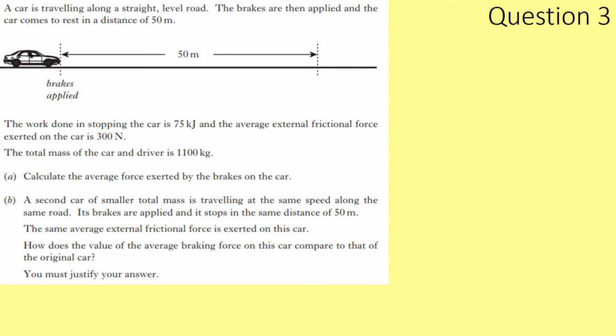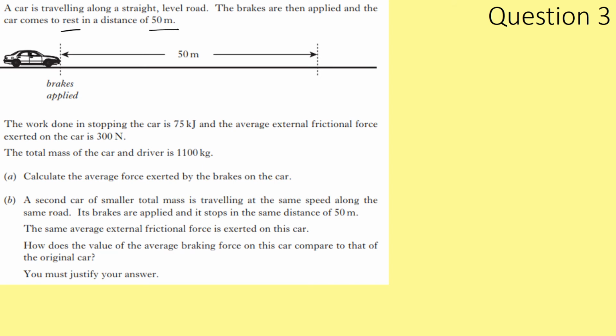In question 3, we're told about a car that's traveling on a straight, level road. The brakes are then applied and the car comes to rest in a distance of 50 meters. Again, we have that keyword rest. Just underlining my values here. We're told that the work done in stopping the car is 75 kilojoules and the average external frictional force exerted on the car is 300 newtons. The total mass of the car and driver is 1100 kilograms. Calculate the average force exerted by the brakes on the car.